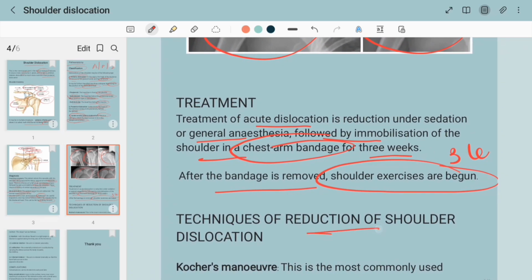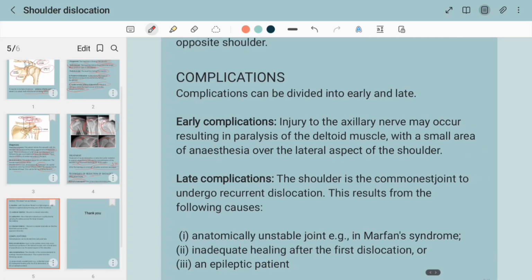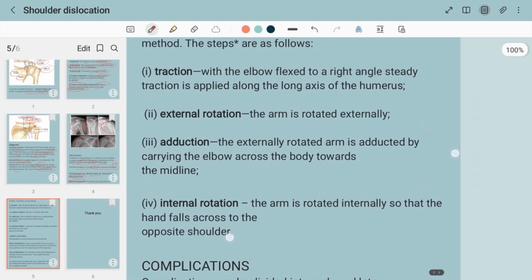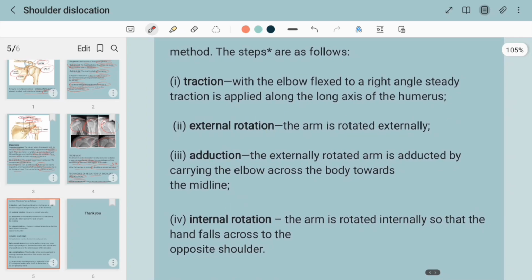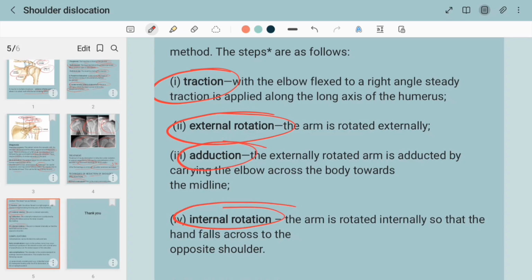There are some techniques to reduce the shoulder dislocation, such as Kocher's maneuver. This is the most commonly used. Let's see Kocher's maneuver. The steps are traction, external rotation, abduction, and internal rotation. First we will see the traction. With the elbow flexed to a right angle, steady traction is applied along the long axis of the humerus. In the external rotation, the arm is externally rotated.